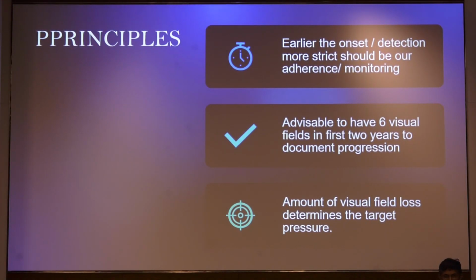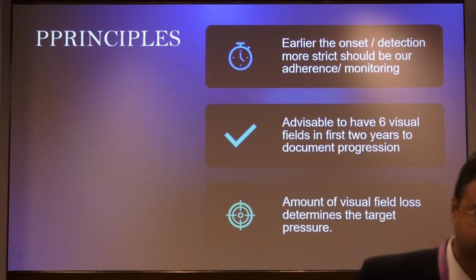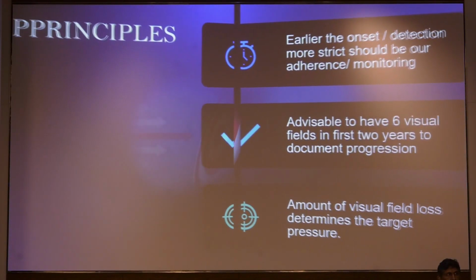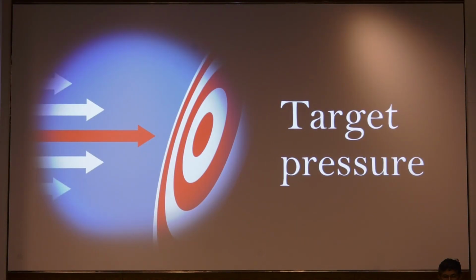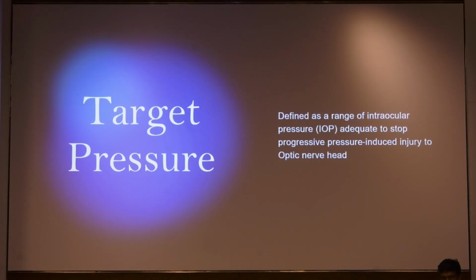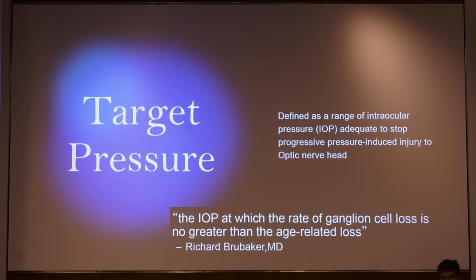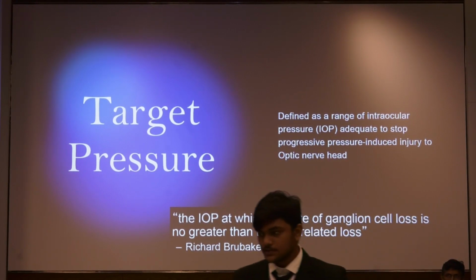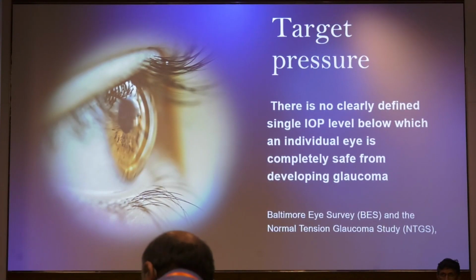So the principle would be that the earlier the onset or detection, the more strict should be our adherence or monitoring. It is advisable to have at least 6 visual fields, or 5 minimum, in the first 2 years to document progression, and set a reasonably good target pressure. So what is target pressure? It is defined as a range of intraocular pressure which is adequate to stop progressive pressure-induced injury to the optic nerve head. Or it can also be defined as the IOP at which the rate of ganglion cell loss is not greater than the age-related loss. So this is the most important part that we should look into.